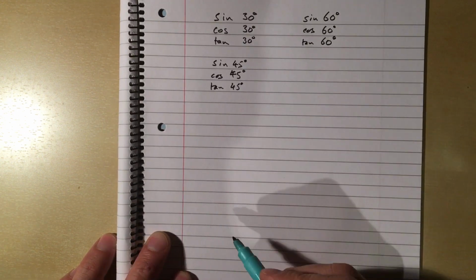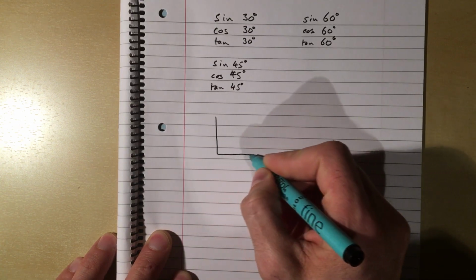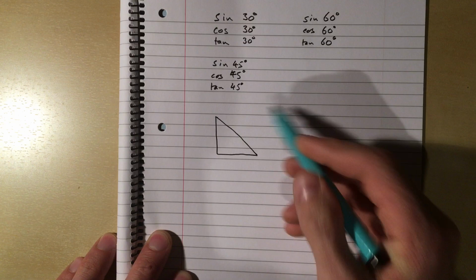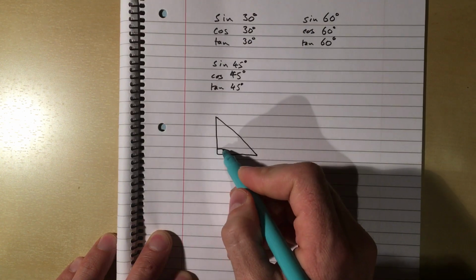So why are these particular angles? Well, here's the reason why. There are two special sort of triangles that I can draw which will tell me the sine, cos and tan of these angles. The first one looks like this.